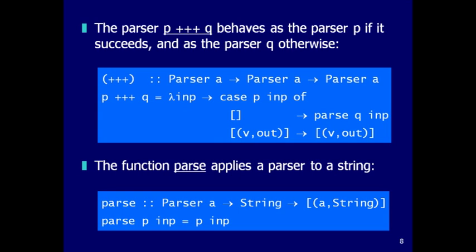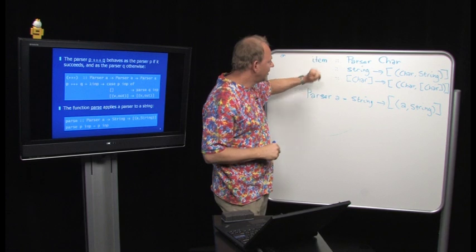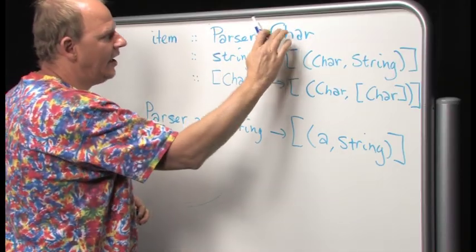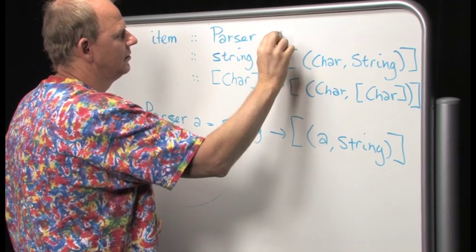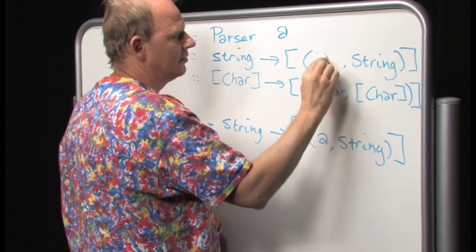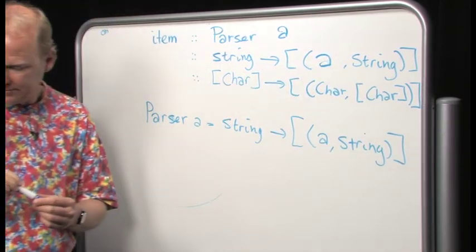And then the last one is an interesting function. That's the function parse that takes a parser and turns it into a function that takes a string to a list of pairs of type A and string. Well, fortunately things are still on the board. That function takes a parser of A and returns a function of string to A and string.